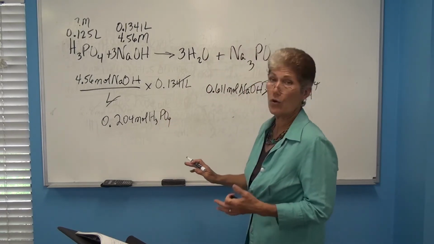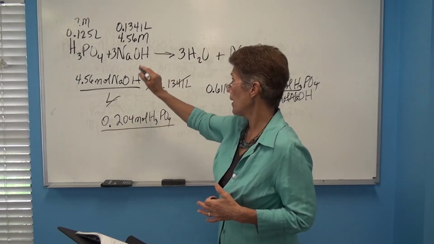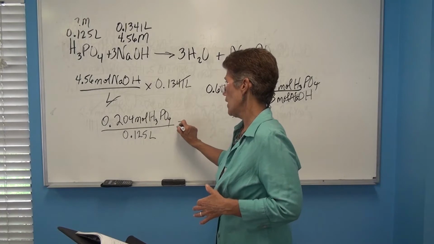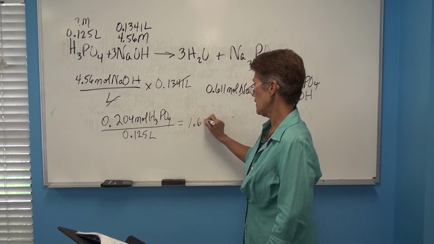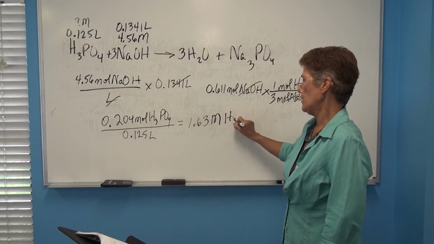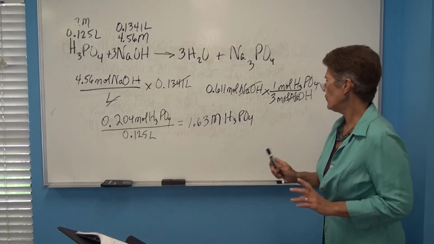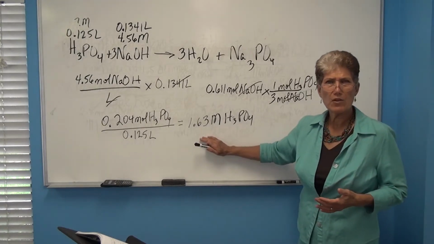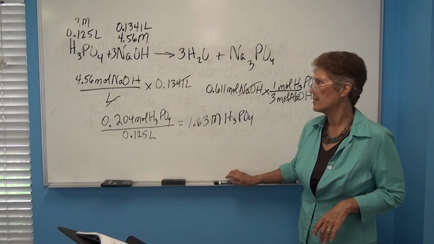Now, we want to know what its concentration is, so we're just going to divide it by the number of liters, 0.125 liters, and that in 3 significant figures will give us 1.63 moles per liter, which is the molarity of H3PO4, and that's what we were looking for. Okay, so this should be your answer, and if you're off on your significant figures, take off a point, please.